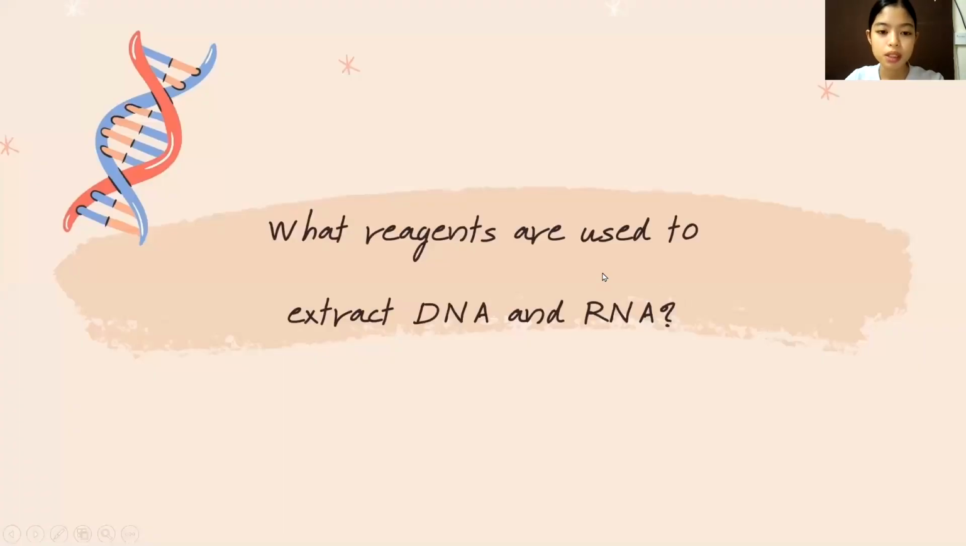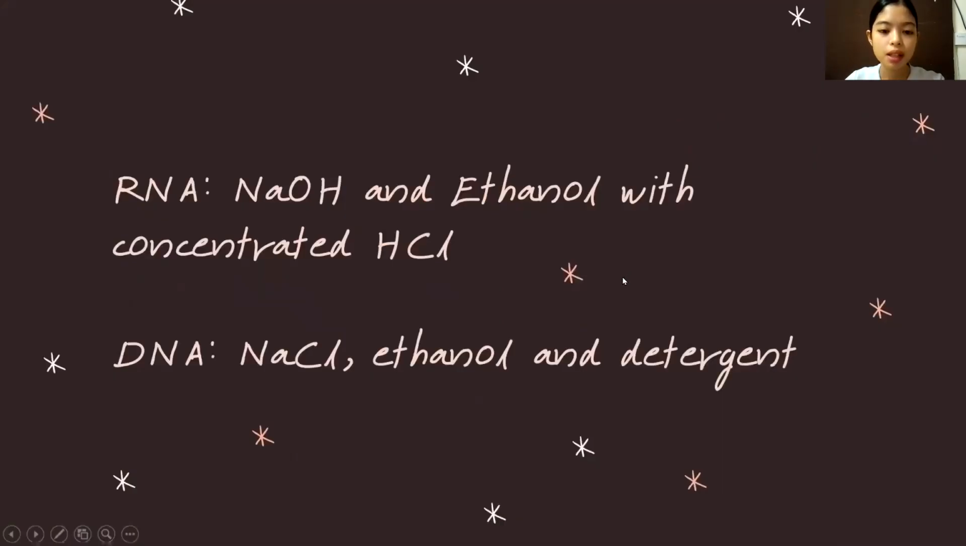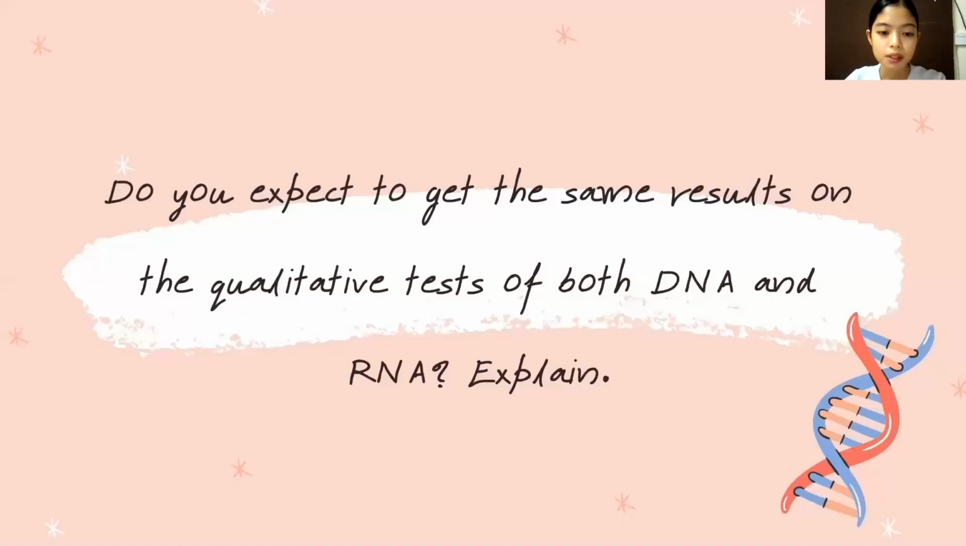So for the first question, what reagents are used to extract DNA and RNA? For the RNA, it's sodium hydroxide and ethanol with concentrated hydrochloric acid, and for DNA, it's sodium chloride, ethanol, and detergent. For the second question, do you expect to get the same results on the qualitative test of both DNA and RNA? And explain.